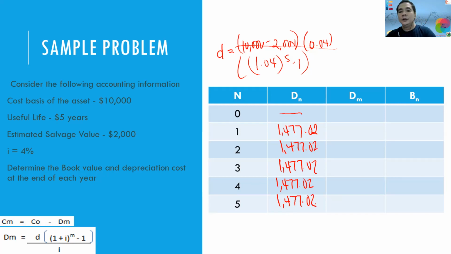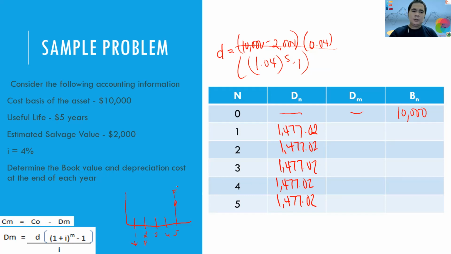Okay. The book value here is 10,000. So let's try to have a cash flow. Years 1, 2, 3, 4, 5. You have a depreciation value going down at this one, and then you have the future value equal to 8,000.